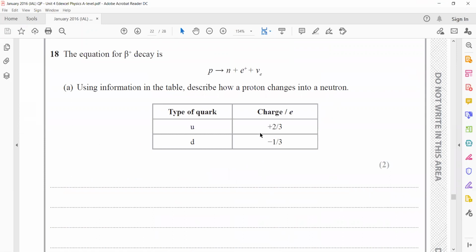In this question, the equation is for positive beta decay, which is also called positron emission. Use the information in the table to describe how a proton changes into a neutron. So basically, how does the proton change into a neutron? We know a proton is a baryon, which is a combination of up, up, down. And it changes into a neutron, so it changes into up, down, down.